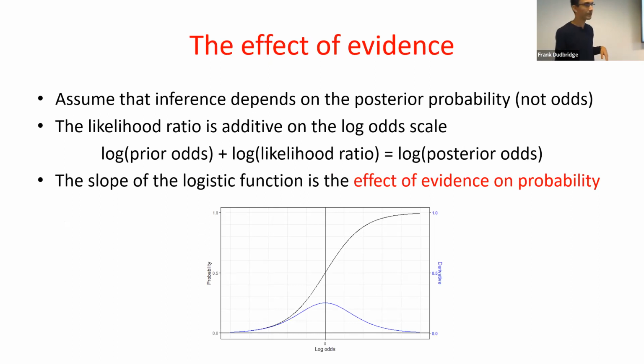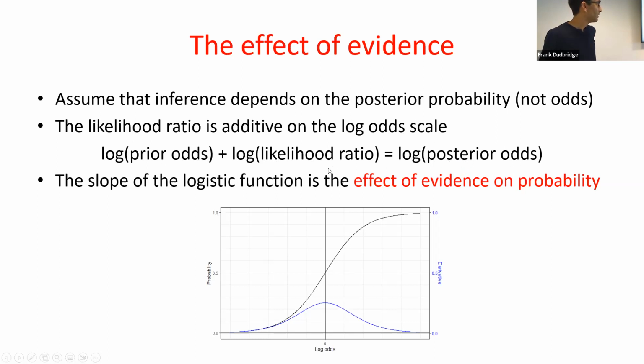Okay, so if we're working under Bayes' theorem, we can say, first of all, let's assume that any conclusions that will eventually be drawn will depend on the probability and not the odds. So I showed odds on the last slide, but they contain the probabilities, and it's the probabilities that will drive the decisions. So we can relate the likelihood ratio to the probability on the log odds scale. If we take the log of the prior odds and add the log likelihood ratio, we get the log of the posterior odds.